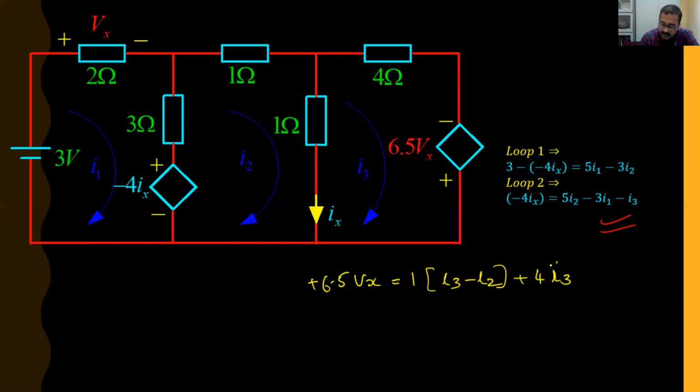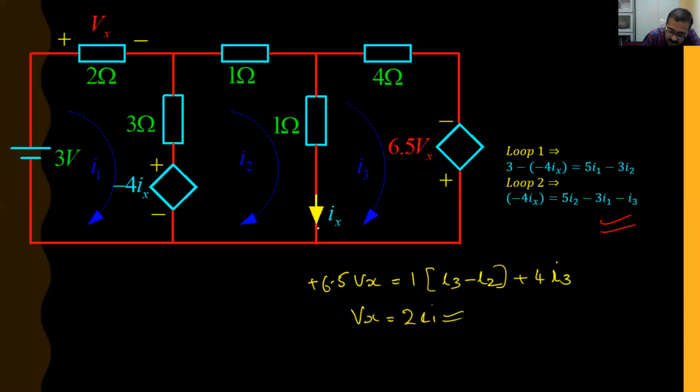So what are the unknown variables here? I1, I2, I3. Now, what is Vx? Vx is nothing but 2 into I1, correct? Vx is the voltage across 2 ohm. So to find the voltage across 2 ohm, you need the current I1, right? So Vx I can straight away write as 2 I1.